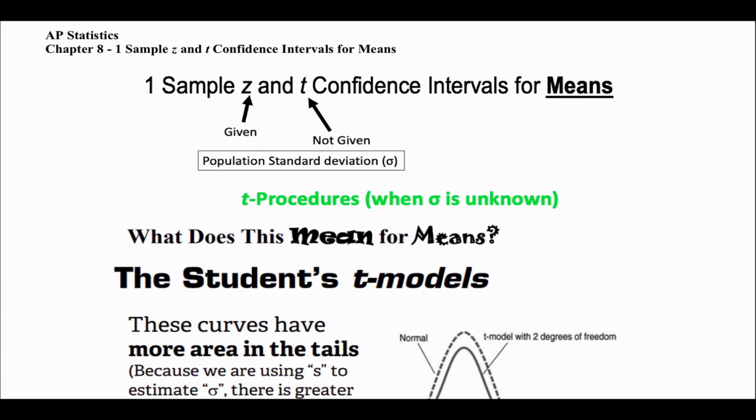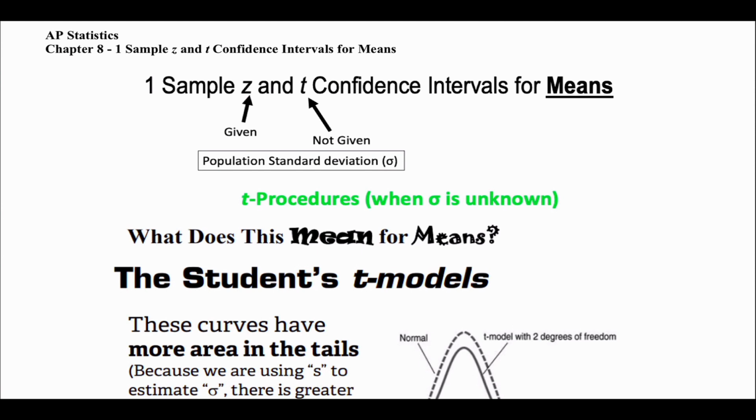Okay? So when you're reading a problem, once you're done with the problem, you should know if it's a Z or a T. Okay? It's not like something you have to figure out. You just read it. Did they give me the population standard deviation? If yes, then it's a Z. If no, then it's T. I'm going to tell you right now, 98% of the time, it's going to be T. And I'll tell you why.